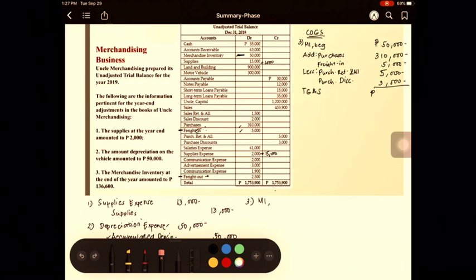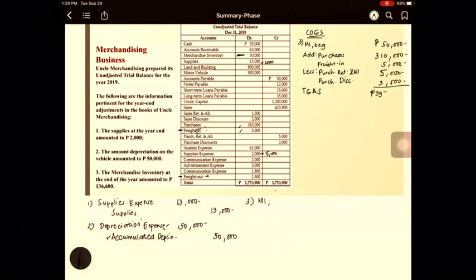You should have computed there 357,000. 357,000 pesos. Alright, so that's the value of our total goods available for sale.